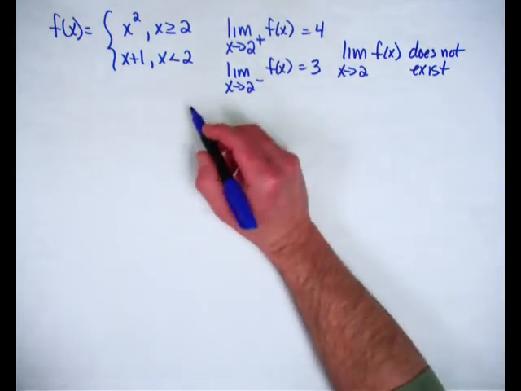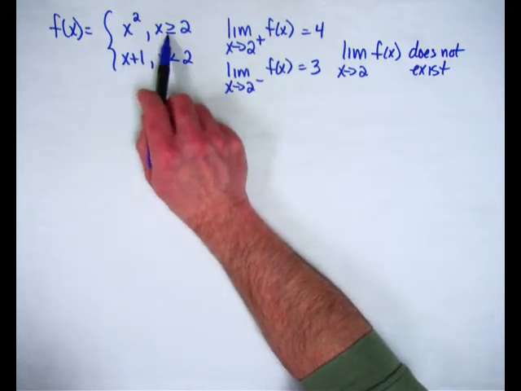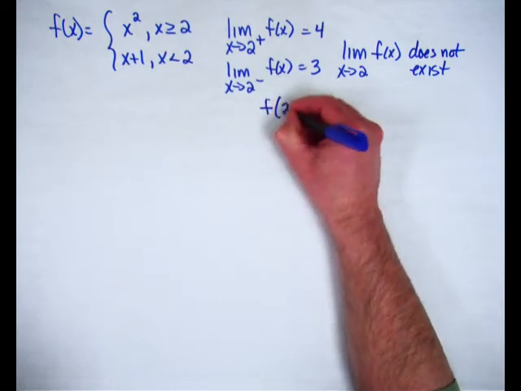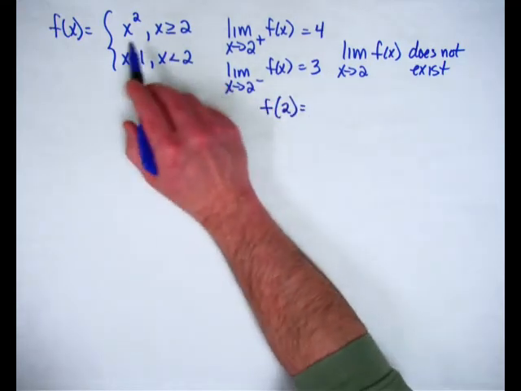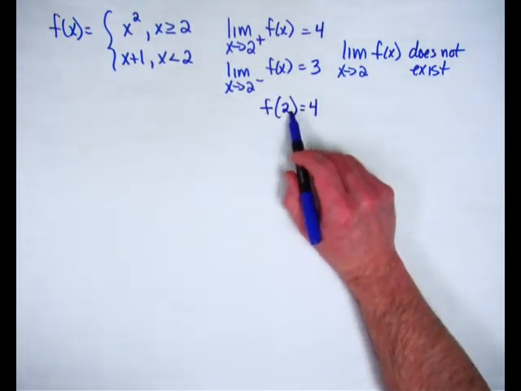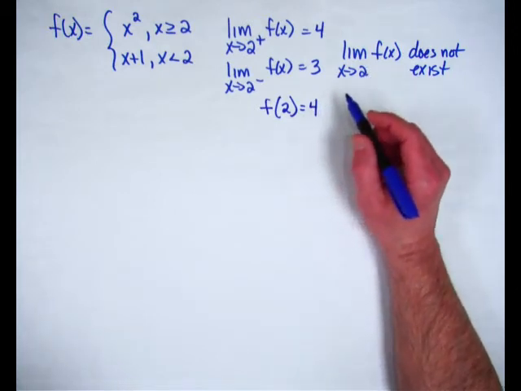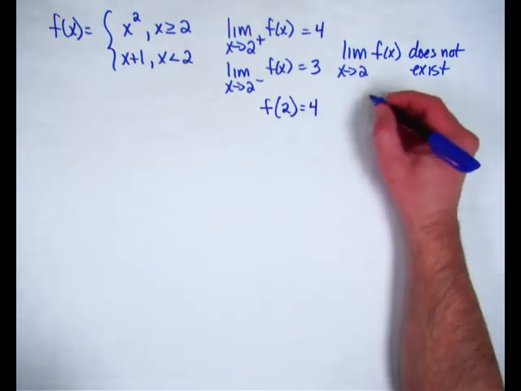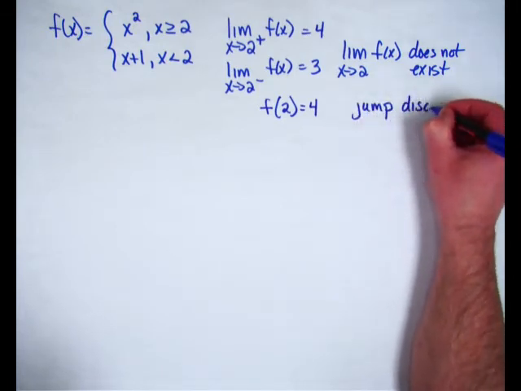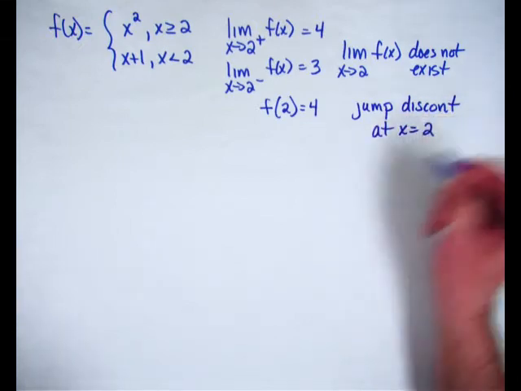If you actually plug the number 2 into the function, notice that this function is actually defined for x equals 2, this one up here. So if you actually took the function f and plugged 2 in, you would plug it into this one and get 4. Since the function at 2 does not equal the limit as you approach 2, we would say that this function is discontinuous. So we would say that there is a jump discontinuity at x equals 2.